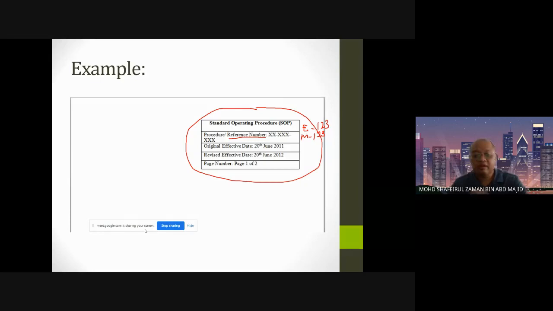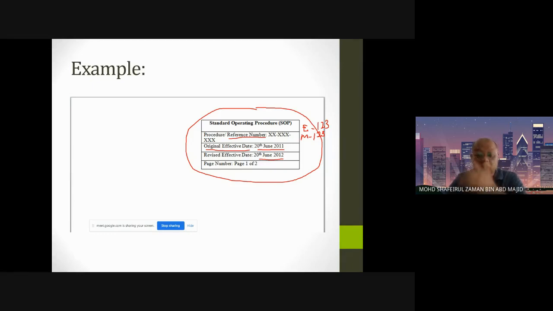If the reference number is not given in the situation for assessment 2A, then you can just create it, no problem. Then let's say over here you can see the example of the original effective date of the SOP. It was written 20th June 2011, and maybe because of some changes in the procedure, it was revised on the 20th of June 2012. So this is how you're supposed to write it if there are changes or revisions to the SOP.